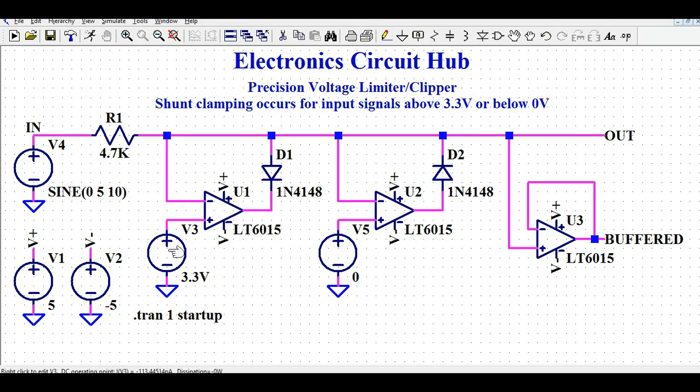So in the first stage, what I am doing here is I am clipping the input signal greater than 3.3 volt, and in the second stage, I am clipping the signal which is lower than 0 volt, or which is below 0 volt. Okay, and then the output of this second stage is connected to one more stage of operational amplifier, and this time this operational amplifier works as a buffer. Now let me run the simulation and show you the different voltage waveforms one by one.